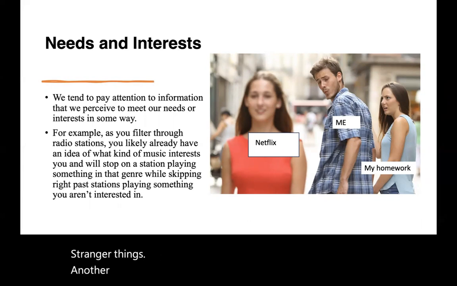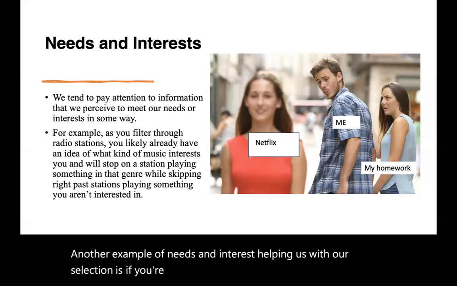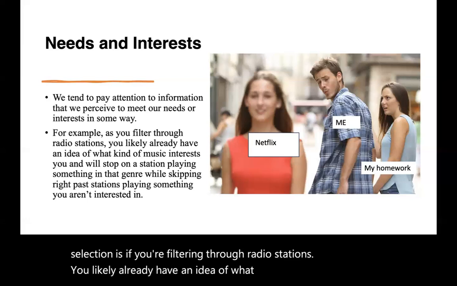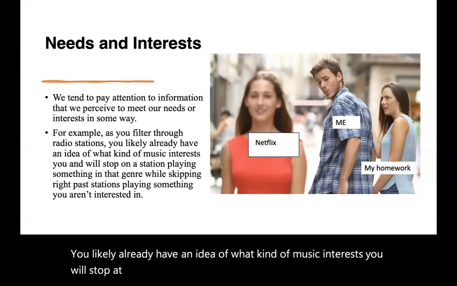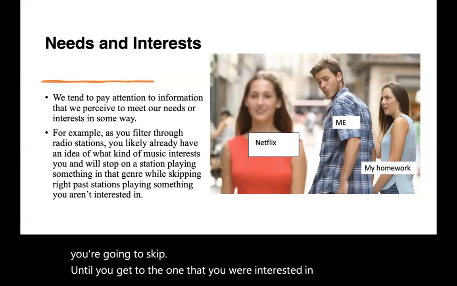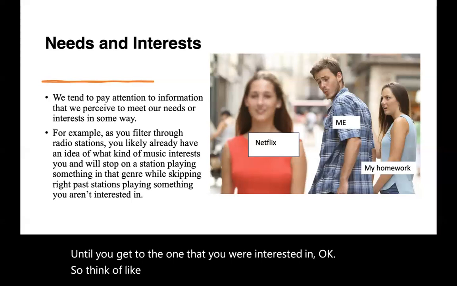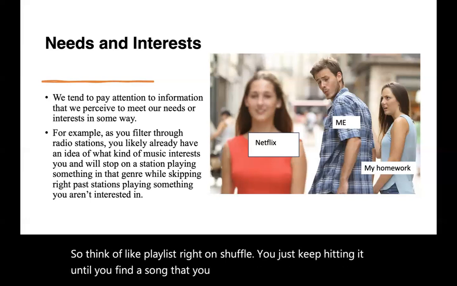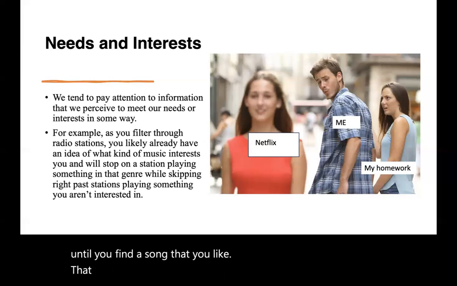Another example of needs and interest helping us with our selection is if you're filtering through radio stations, you likely already have an idea of what kind of music interest you will stop at, or what station you're going to play, or what genre you're going to skip until you get to the one that you are interested in, okay? So think of a playlist, right? On shuffle, you just keep hitting it until you find a song that you like. That's selecting. That's making a selection based off needs and interest.